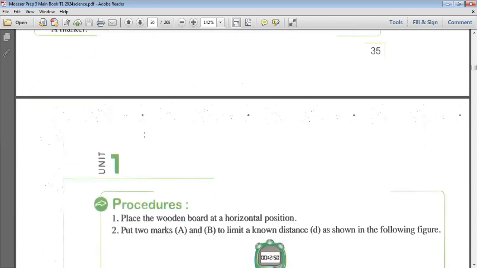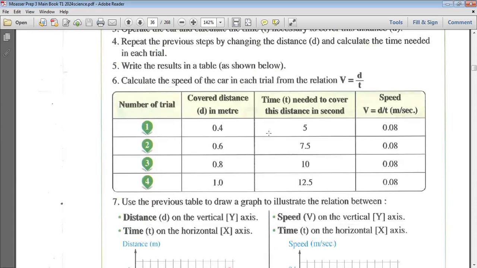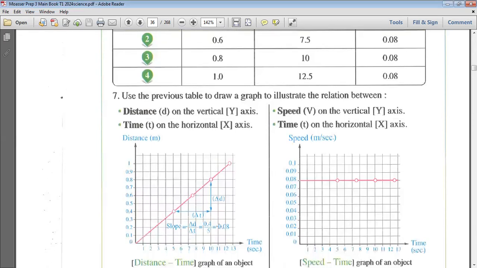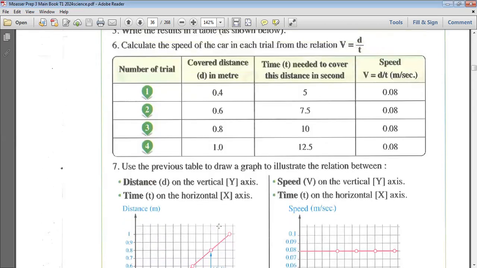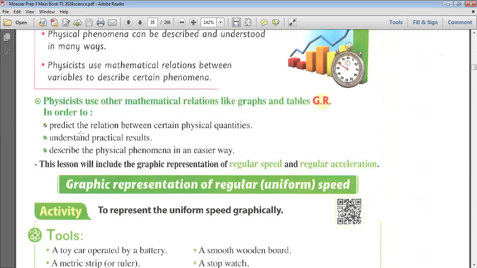In the activity we did, we used a table and put the data in the table, and we used the table to make a graph to find the relation between the physical quantities, distance and time. So we understand the practical result by using the table and graph. Number three, to describe the physical phenomena in an easier way.